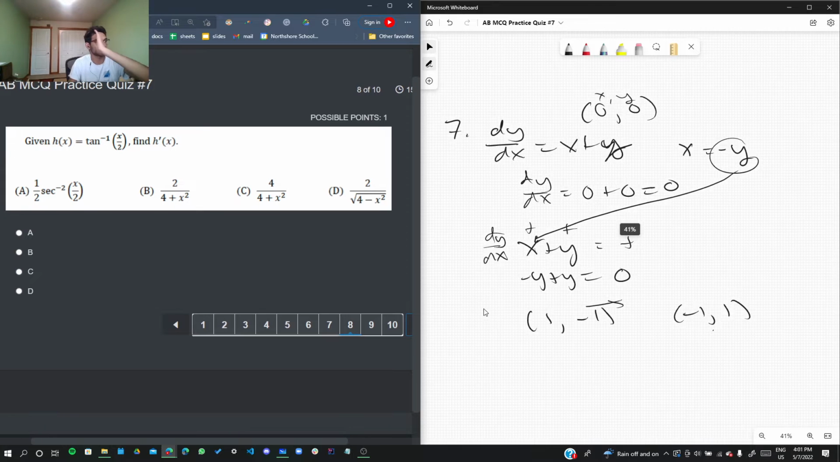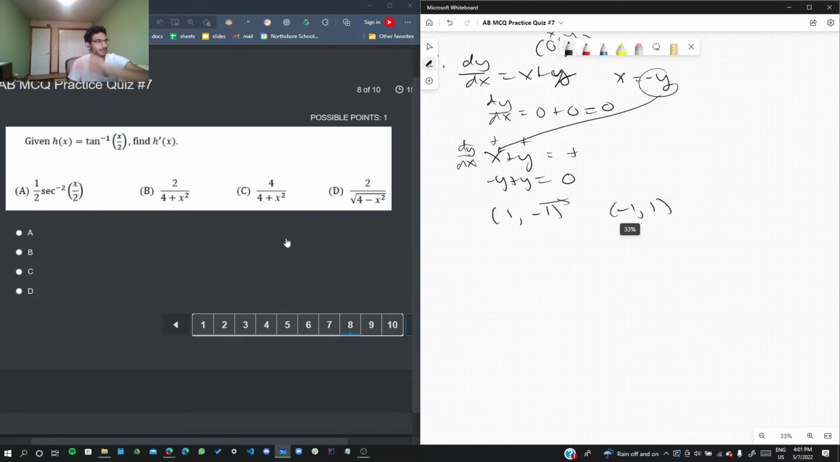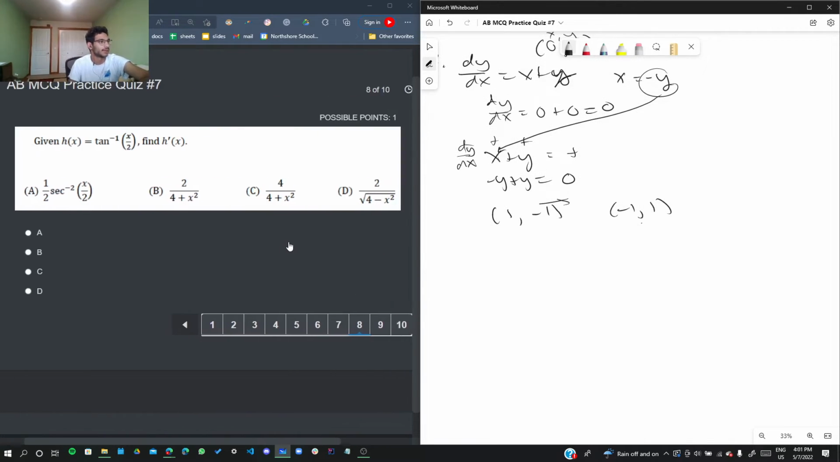That's interesting. All right, let's do this. I haven't seen these in quite a while. Tangent inverse of x over 2. Okay, I'm going to suppose you don't remember these formulas. All right, what is tangent?